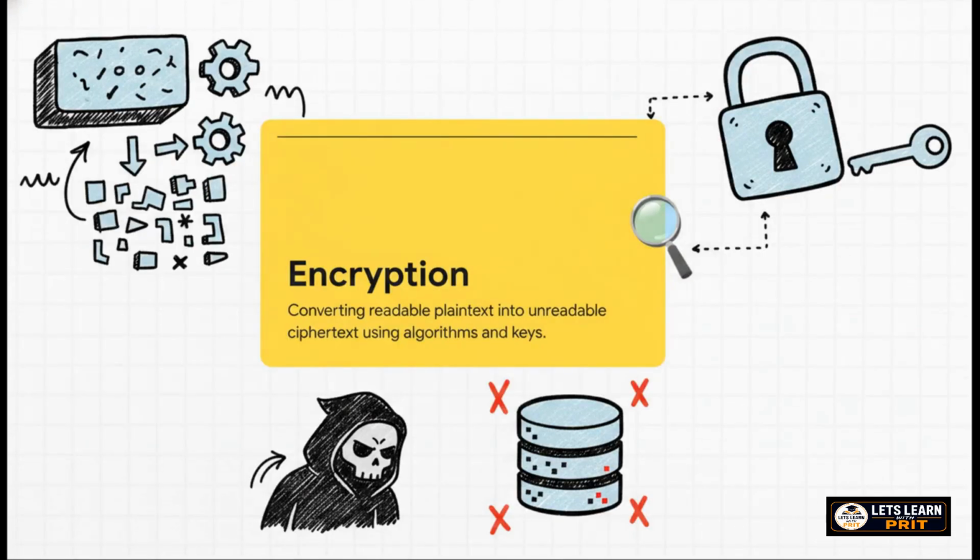Now here is your strict exam definition. Encryption is the process of converting readable plaintext data into an unreadable ciphertext format using algorithms and keys. Basically, आपके normal text को एक secret code में बदल दिया जाता है. Only a person or a system with the correct decryption key can turn that ciphertext back into readable plaintext. Without that specific key, the stolen database is completely useless to the hacker.